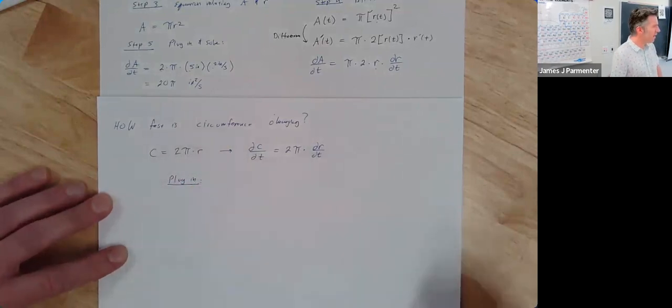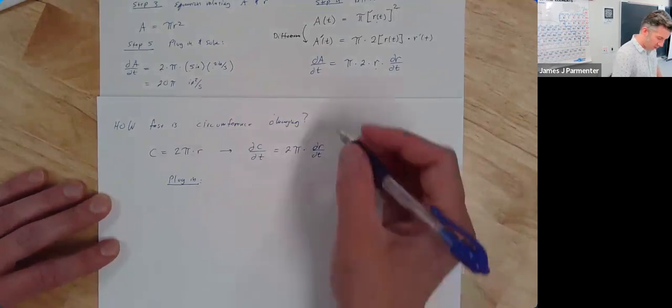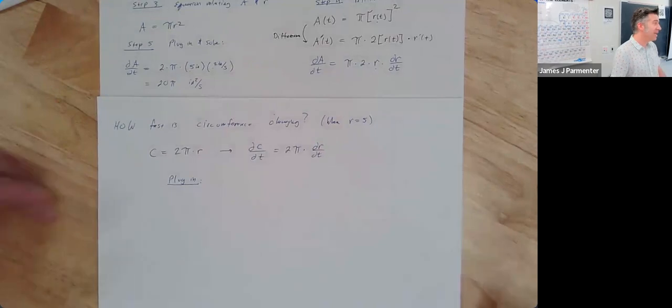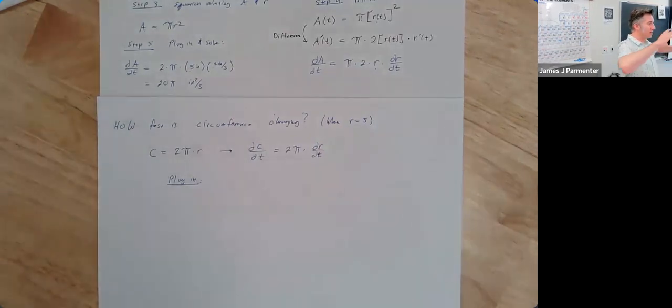There's nowhere to plug in the 5. Right? We said at the same moment when the radius is equal to 5, but there's nowhere to plug that in, and that's okay. Sometimes that happens. There are some problems where it doesn't matter at what moment you're doing it at.